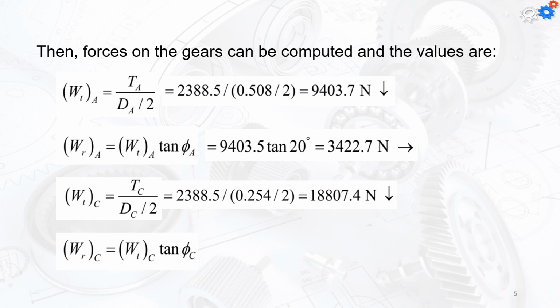The tangential force we have for the gear C is going to be equal to 18,807.4 Newton downwards. And finally, the radial force we have on the gear C is going to be equal to 6,845.3 Newton to the left.